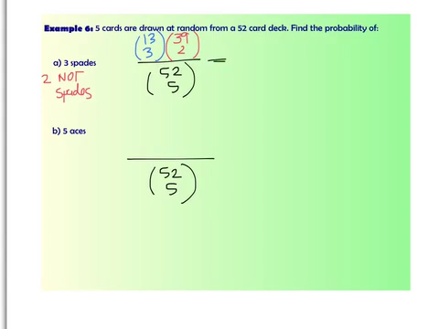Let's do the next one here, 5 aces. So there aren't 5 aces in a deck. There is 0 probability of you getting 5 aces. We're just playing with a standard deck, no wild cards. So in that case, the probability is 0 because it's impossible to draw 5 aces.